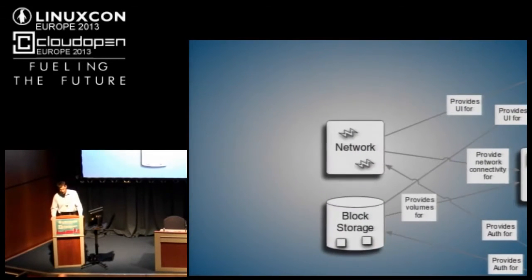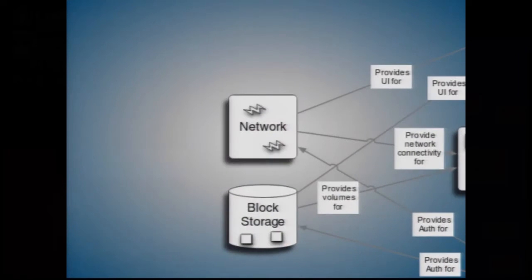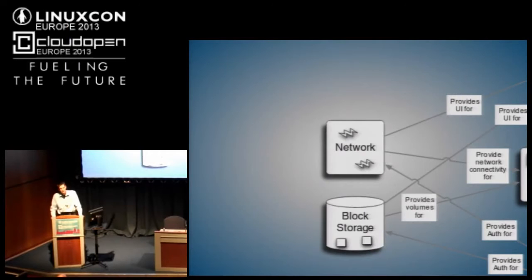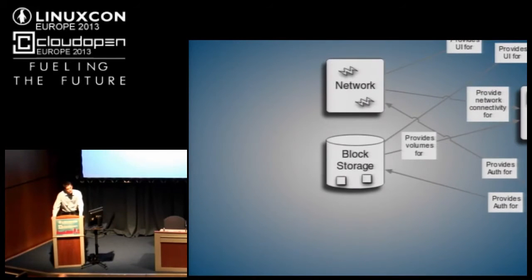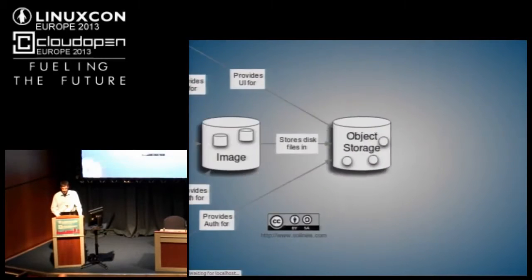We have a network service, which in the Grizzly release still used to be called Quantum. It has since been renamed and it is now called Neutron. So Neutron, the OpenStack networking service, provides network connectivity within our virtual tenants between virtual machines and also to the outside world. We have a block storage service, codenamed Cinder, which provides persistent block storage to guests. And we also have an object storage service, codenamed Swift, which provides RESTful object storage within an OpenStack cloud.